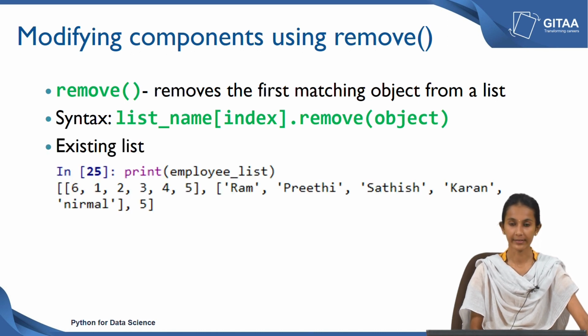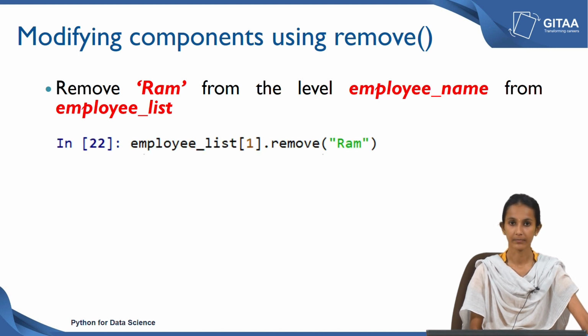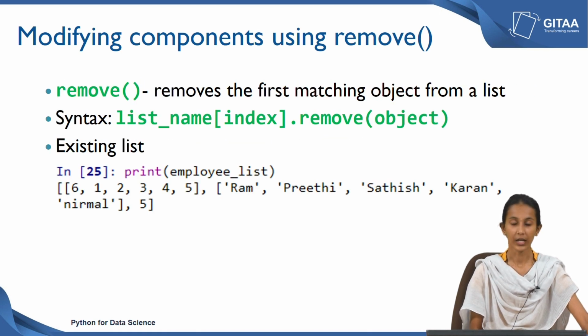So, this is our existing list, after we deleted the age. Let us say I wanted to remove Ram from the employee names in the employee list. So employee_list, the index number is 1, dot remove, and inside the double quotes, Ram. It searches for the first occurrence of Ram and removes it from the list. We have only one Ram.